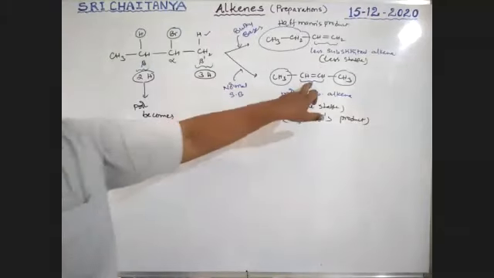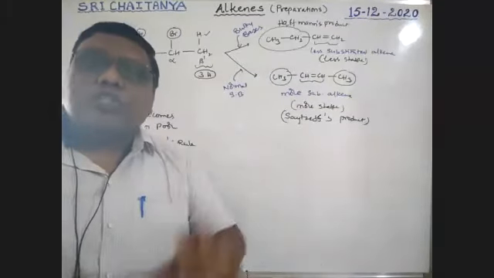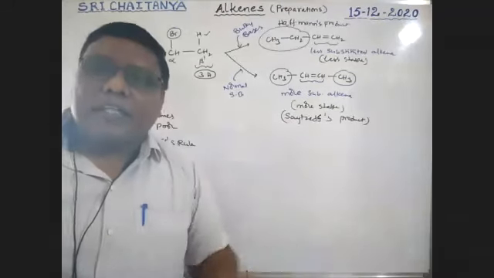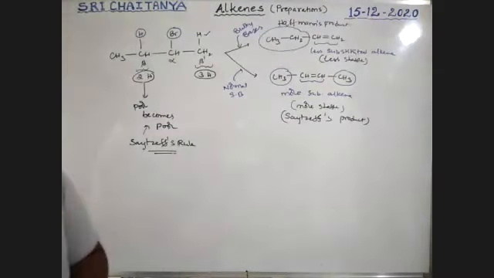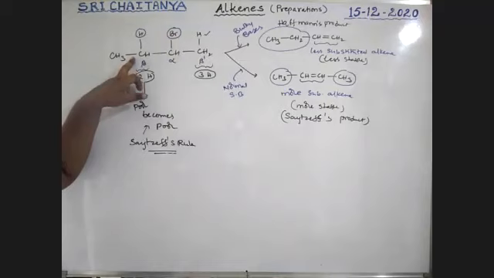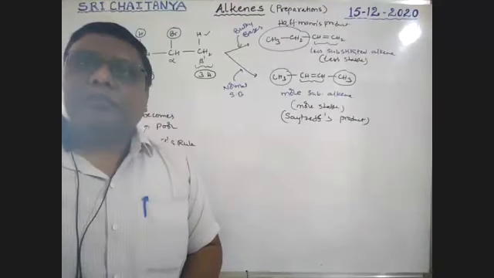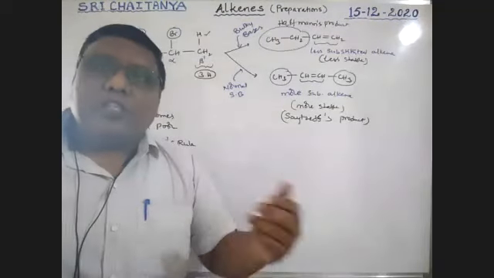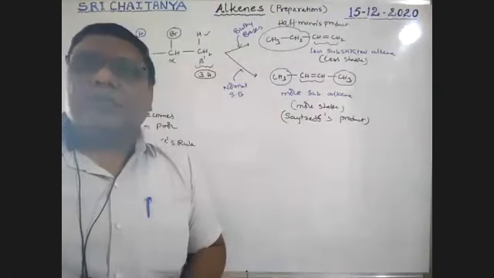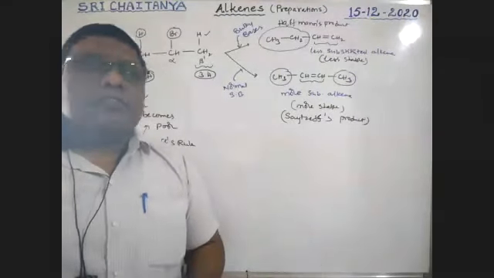The Saytzeff product is the alkene having more substituents. The Hofmann product is the alkene having fewer substituents. So both are possible, depending on the bulky nature of the bases. So what is the Saytzeff rule? Hydrogen is eliminated from the beta carbon having fewer hydrogens and finally gives a more substituted alkene, which is the most stable alkene. What is the Hofmann rule? Hydrogen is eliminated from the available beta carbon which has more hydrogens and gives a less substituted alkene, which is the less stable alkene. So that is the Hofmann product.